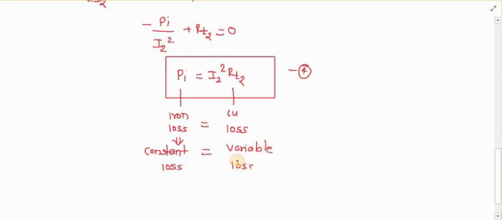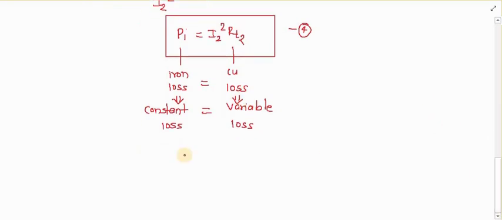Why is my copper loss variable? Because it depends upon the load current. So as I am changing the load, my load current will change. Hence my copper loss is variable loss. So the efficiency of the transformer is maximum for that load which makes my variable copper loss equal to the constant iron loss. So let us see what is the load at maximum efficiency.